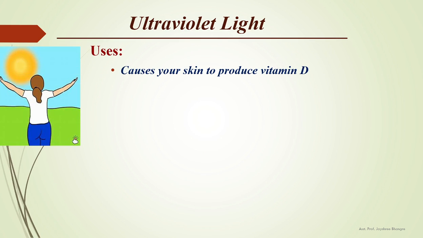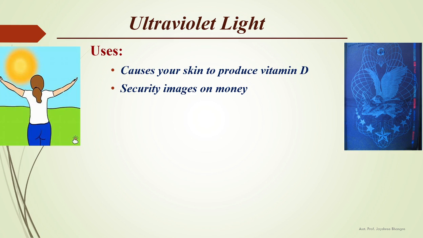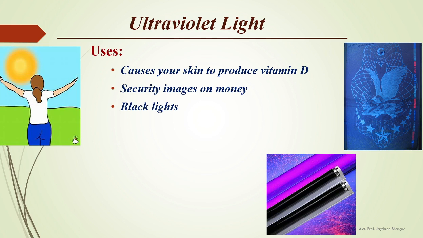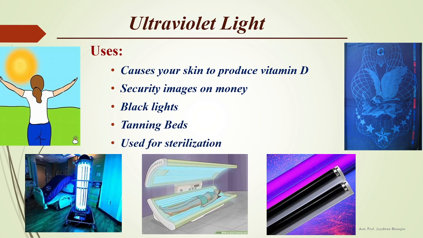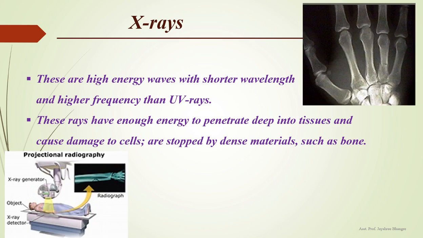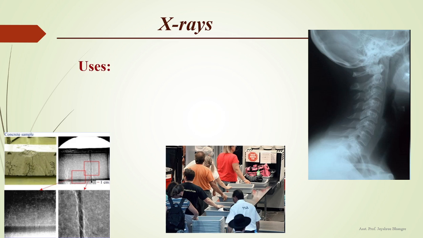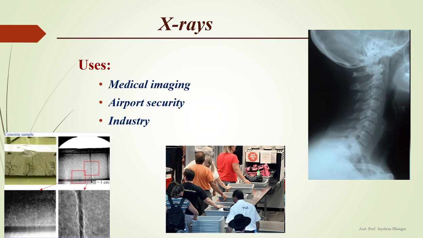So the uses are that it causes your skin to produce vitamin D, security images on money, black lights, tanning beds, and sterilization. Then X-rays. These are higher energy waves with a shorter wavelength and higher frequency than UV rays. These rays have enough energy to penetrate deep into tissues and cause damage to cells, and are stopped by dense materials such as bone. They are used to take X-rays of our body parts, for projectional radiography, medical imaging, airport security, and industry.